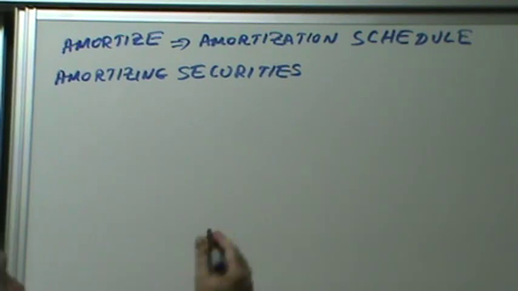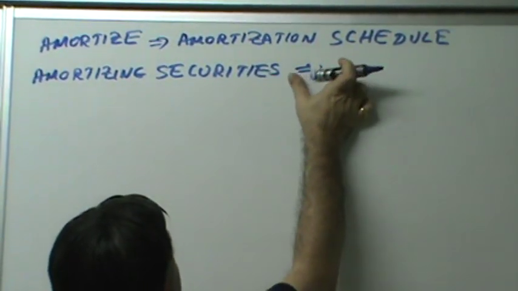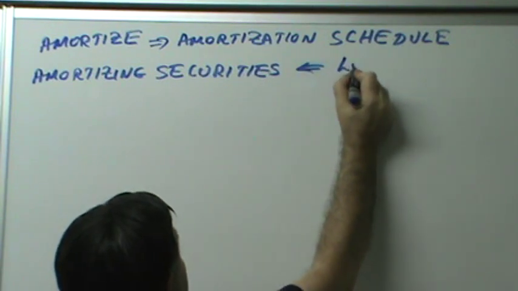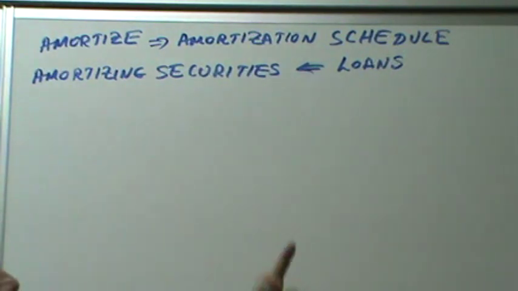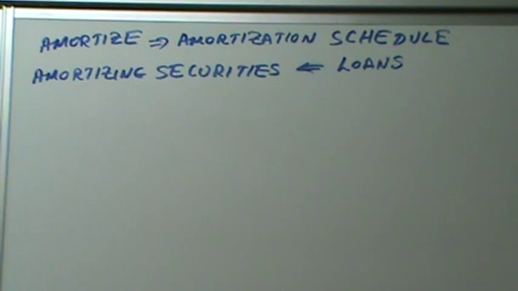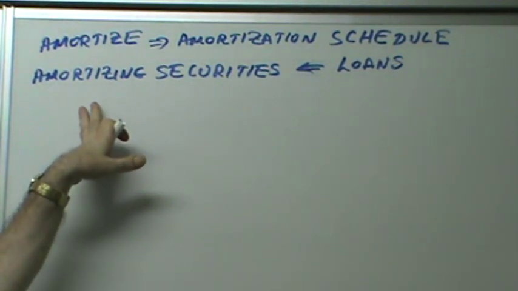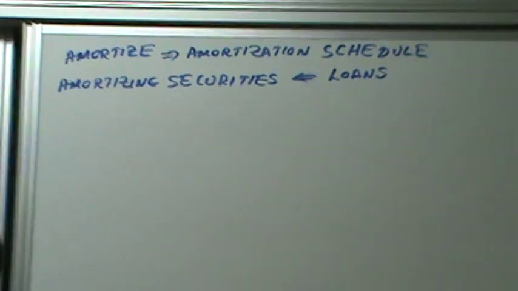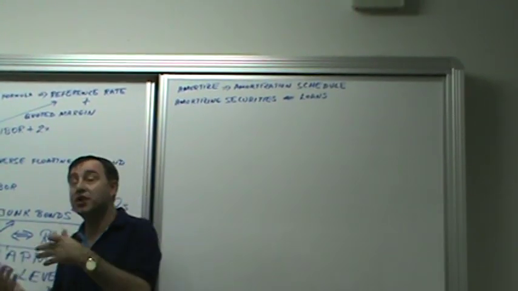Typically, let's use the opposite arrow. Amortizing securities are created from loans. And as the loan is paid down, you pay down the security itself. Okay? The most common amortizing security is the mortgage bond, which is created out of mortgage loans.